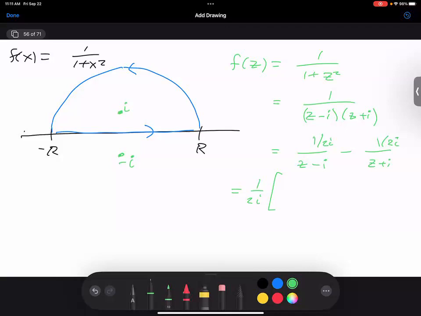So what I'm going to do is come down here, and I'm going to come up, go around, and come back and continue. I will go around i counterclockwise. And so I really care about what's going on near i. So I want to expand 1 over z minus i as a power series in z minus i, and I want to expand 1 over z plus i.